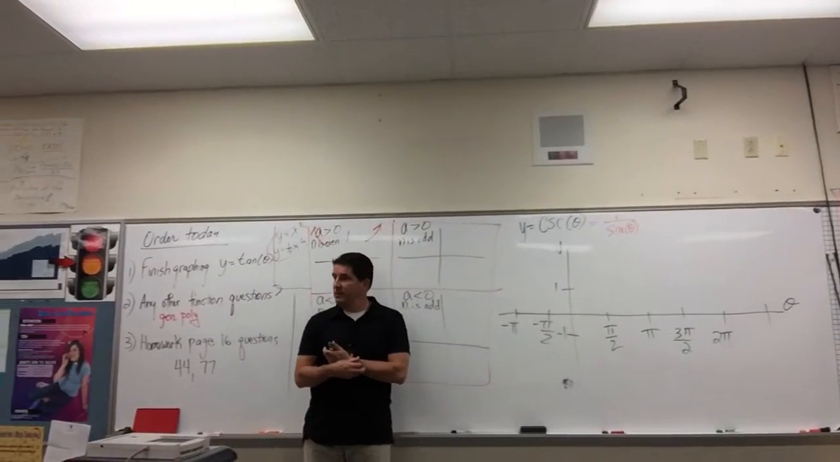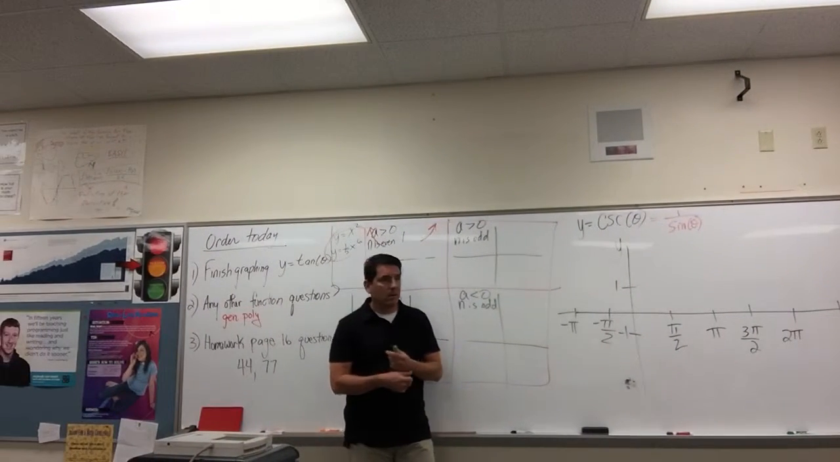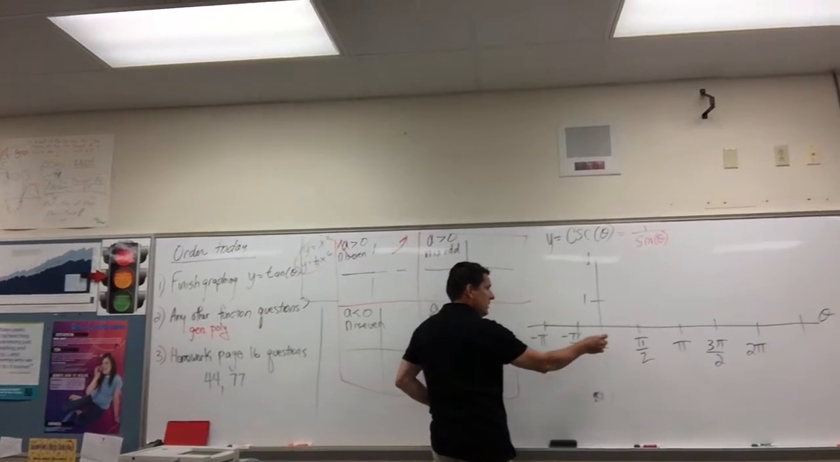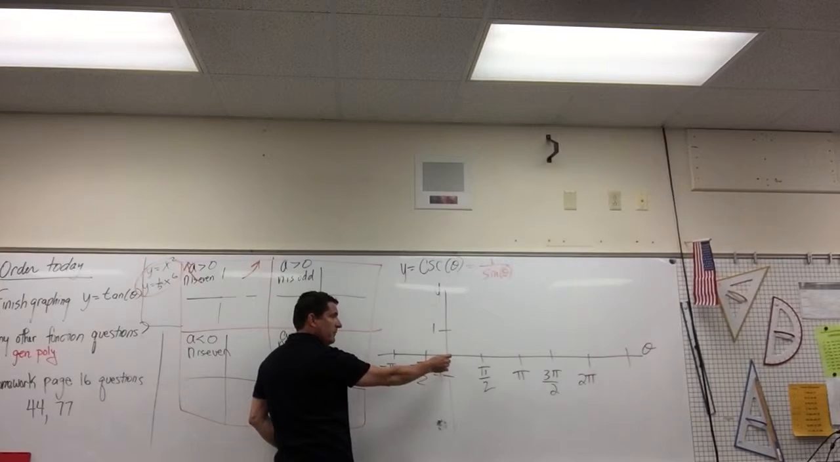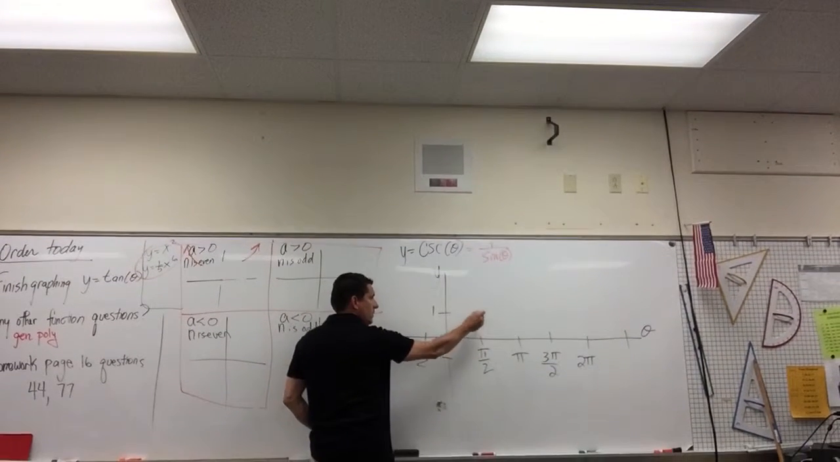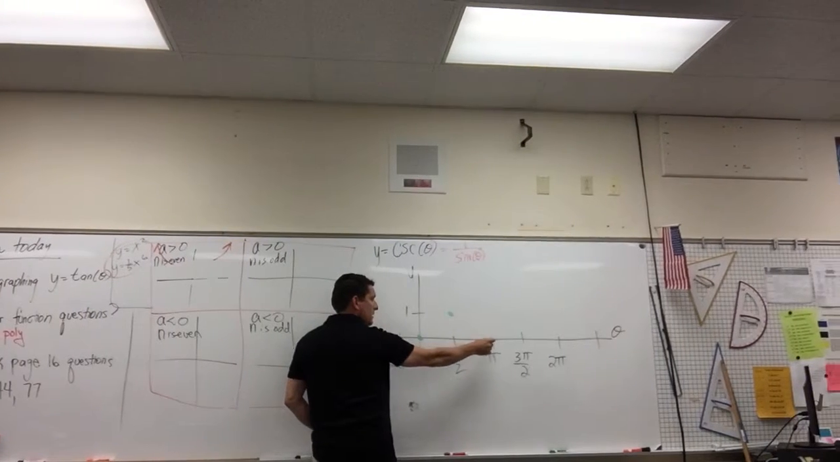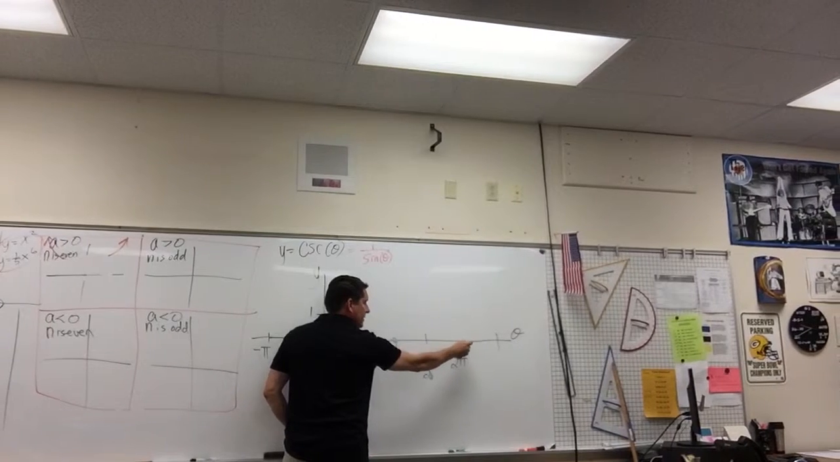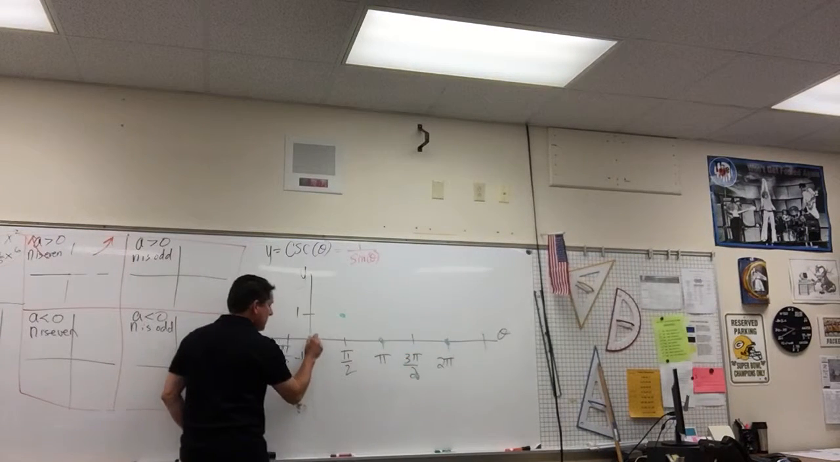First we graph the sine. Okay? All right, do you remember what the sine looks like? Give me magic points. When theta is 0, sine is 0. Pi over 2, 1. Pi, 0. 3 pi over 2, negative 1. 2 pi, 0. Okay, now watch what I'm going to do here.